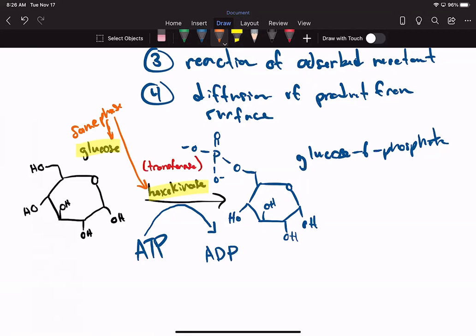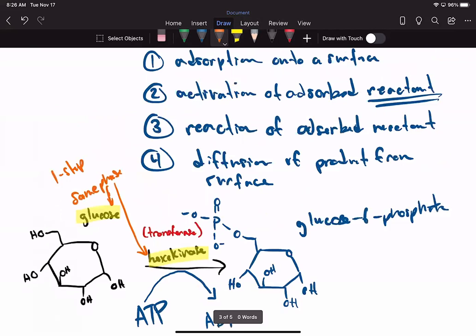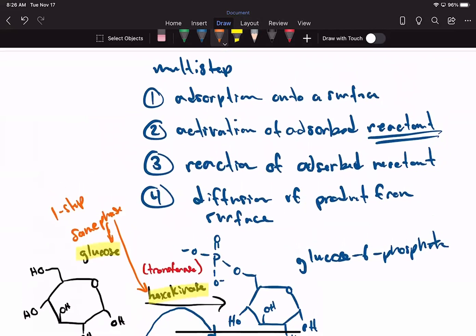This is one step. So one step, single, same phase, homogeneous catalysis, right? As we're using a homogeneous catalyst. So this happens here in just one step. So it's not like a multi-step reaction.